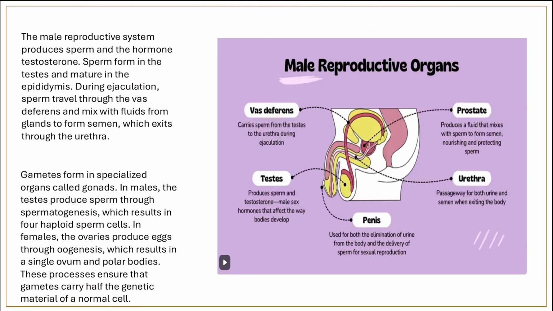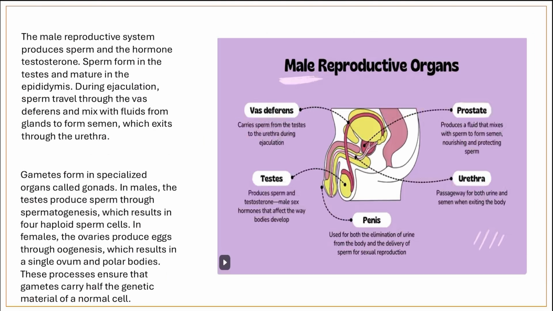Okay, now moving on to the male reproductive organs. We have the vas deferens, which just carries the sperm from the testes to the urethra during ejaculation. Then we have the testes, where sperm is produced, and testosterone, the male sex hormone. We also have the penis, which is used for the elimination of urine from the body, and it also delivers the sperm for sexual reproduction. Then we have the prostate, which produces a fluid that mixes with the sperm to form semen.